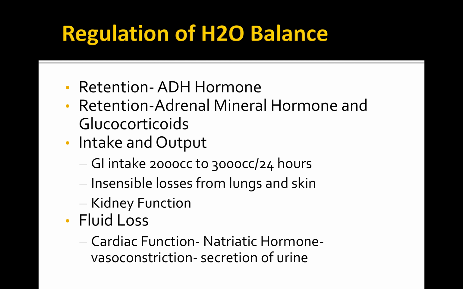So just to sum it up, the ADH triggered by the pituitary, its impact is on the kidney. So it's triggered by the pituitary in the brain, impact is on the kidney, and it basically is saying, I'm not going to pee a lot hormone. I'm going to hang on to it. Additional hormones that balance fluid, primarily aldosterone and adrenal mineral hormone. Insensible losses are going to be sweat, breath vapor.